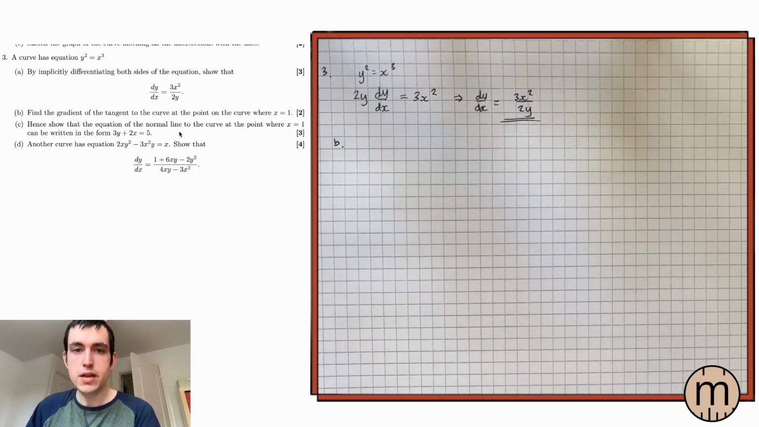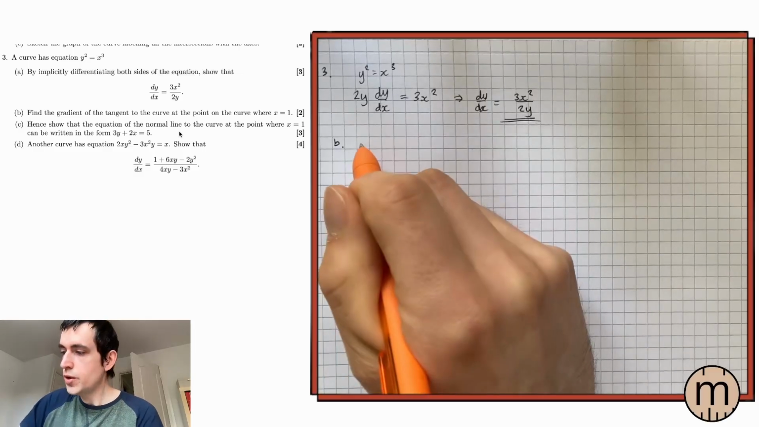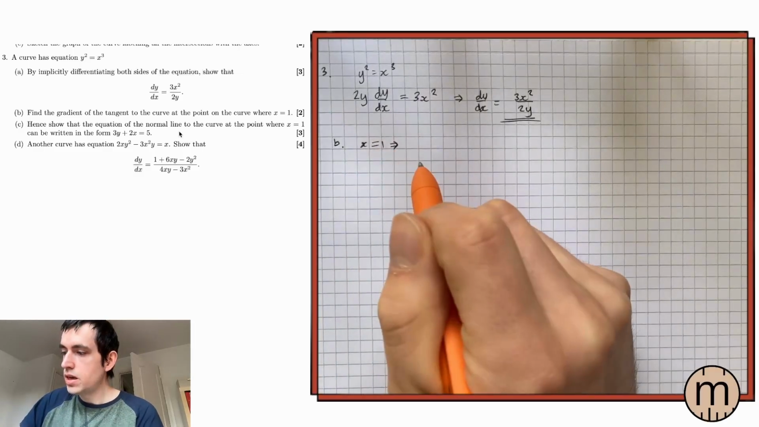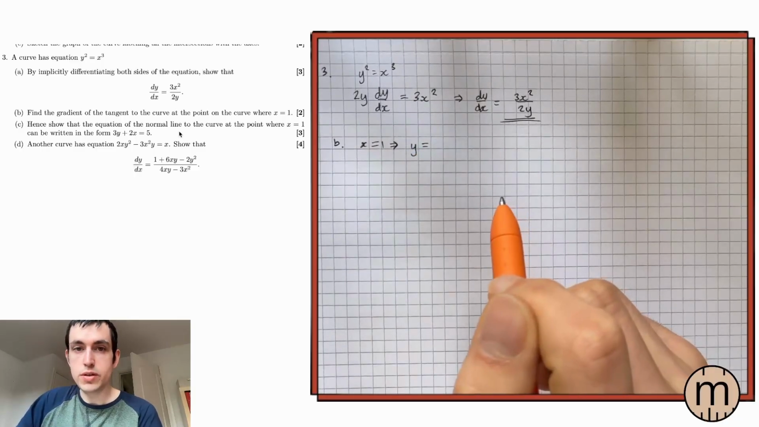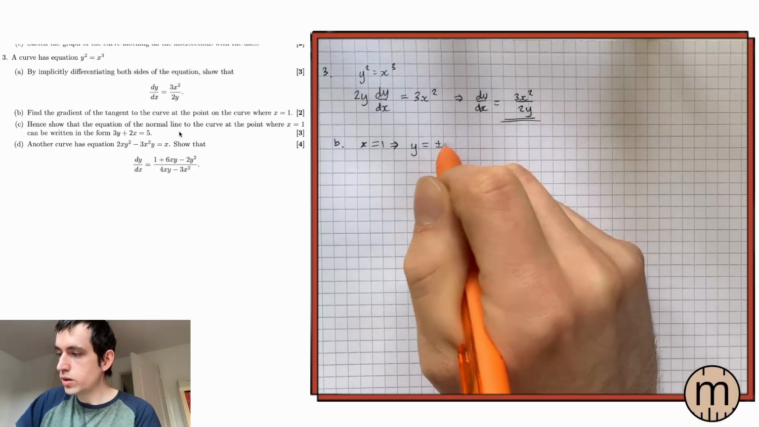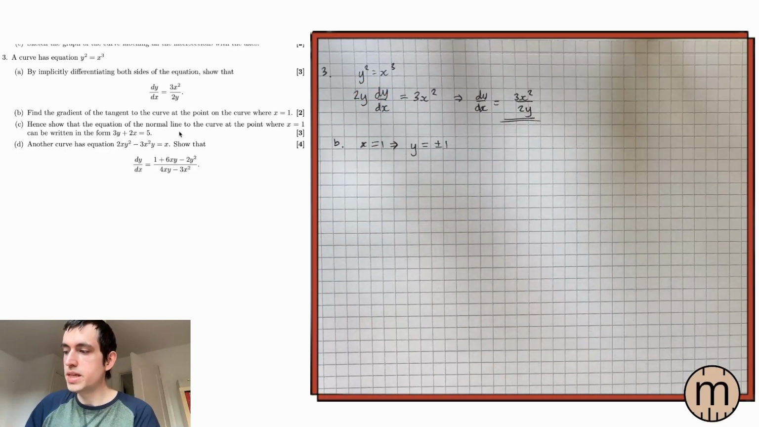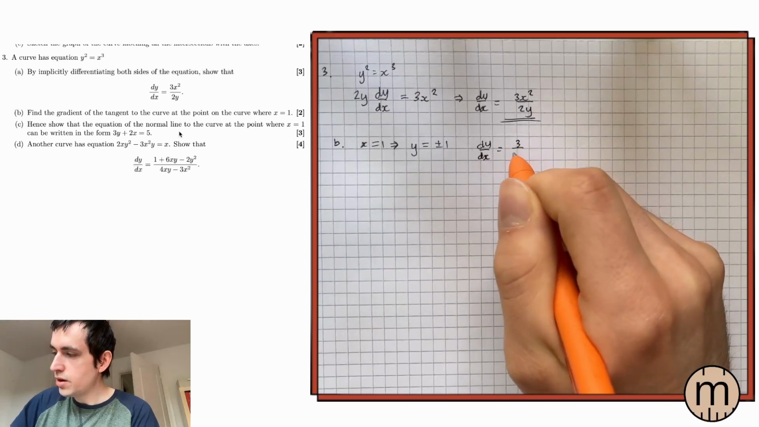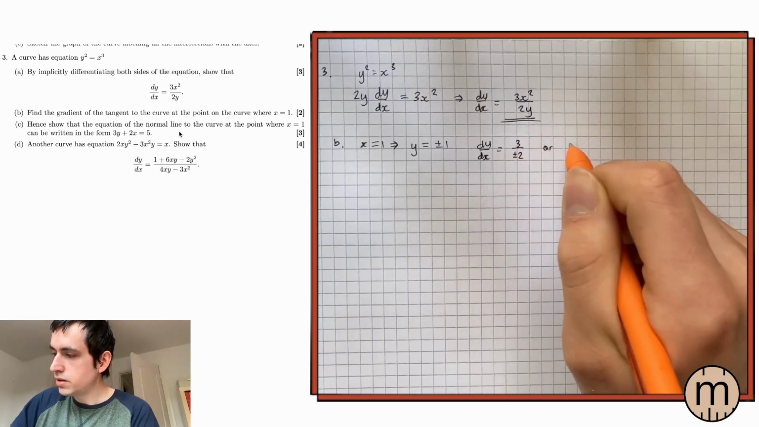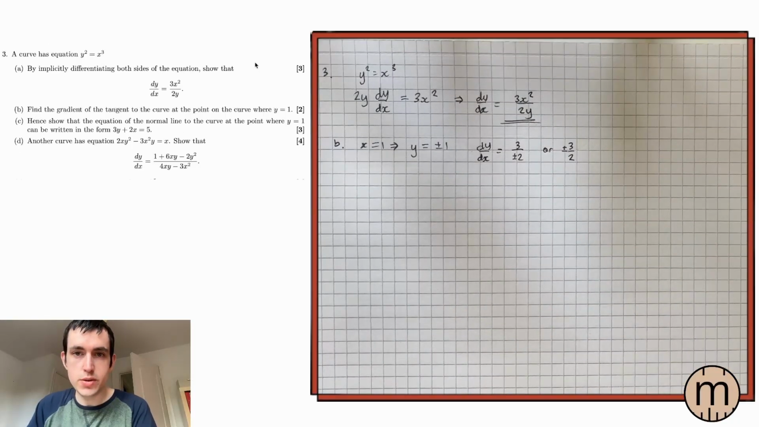Part B, find the gradient of the tangent to the curve at the point on the curve where x equals 1. That's a bit of a mouthful. We know x is equal to 1. Do we know what y is? y could actually be one of two things. y could be plus or minus 1, because y squared would be equal to 1. That means that dy dx is going to be equal to 3 over plus or minus 2, or plus or minus 3 over 2.